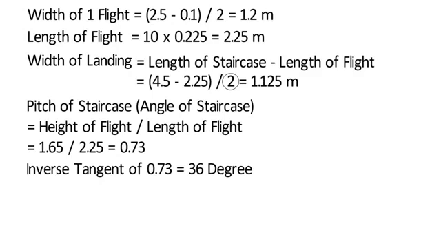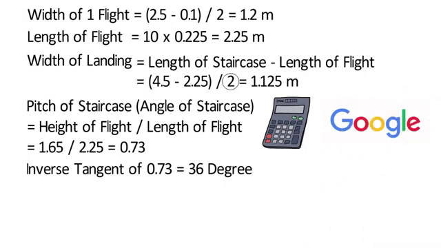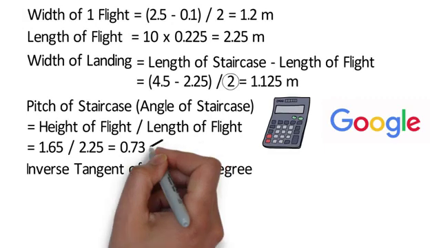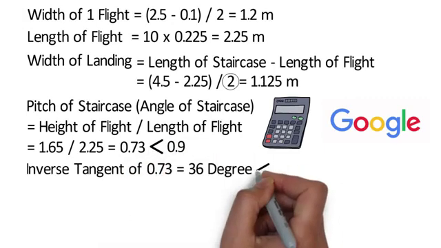You can calculate inverse tangent on calculator. If you are not able to find it there, you can Google it. The outcome of height of flight divided by length of flight should be less than 0.9. So it will be under 42 degrees.